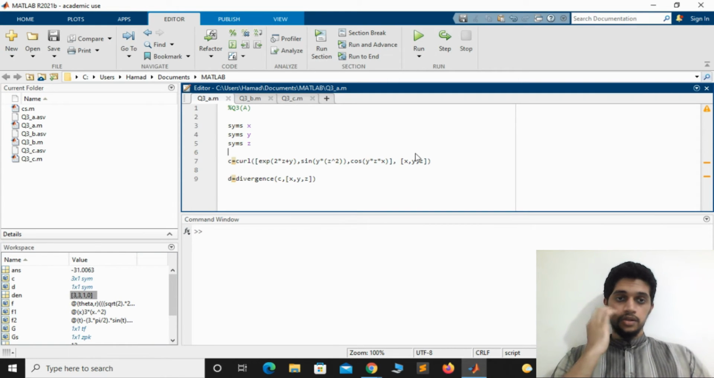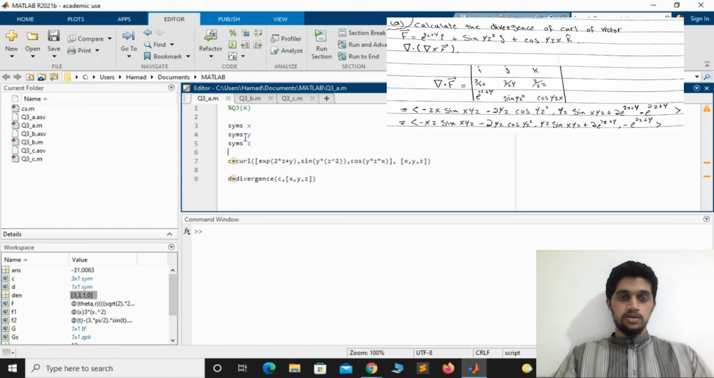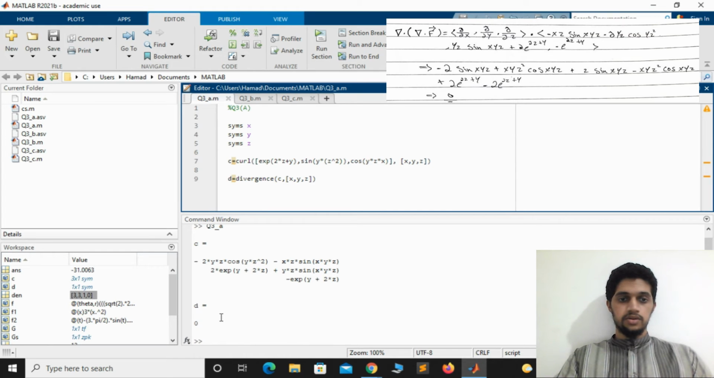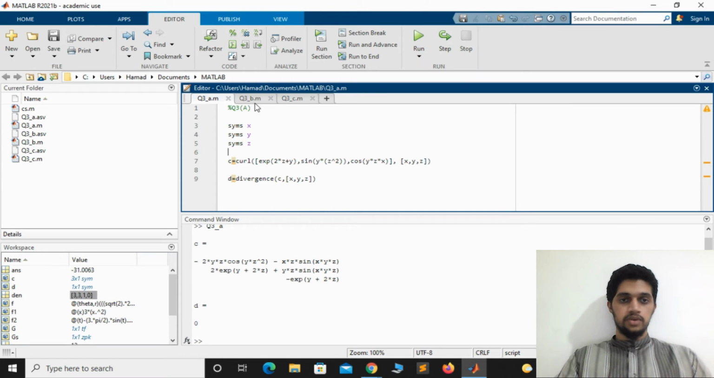Let me begin with question 3a. The question is asking to calculate the divergence and curl. As you can see here, in the first 3 lines, we have put the syms x, syms y, and syms z. Then we have put the question as a MATLAB code with a divergence code. Then we can run it to get the answer. Here we can verify the answers for C and D, and it's the same answer as our manual calculation.